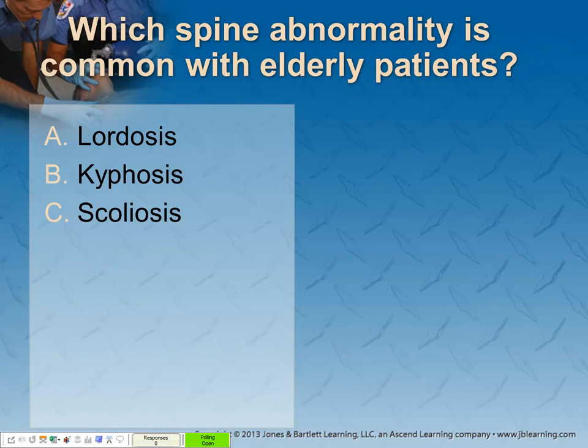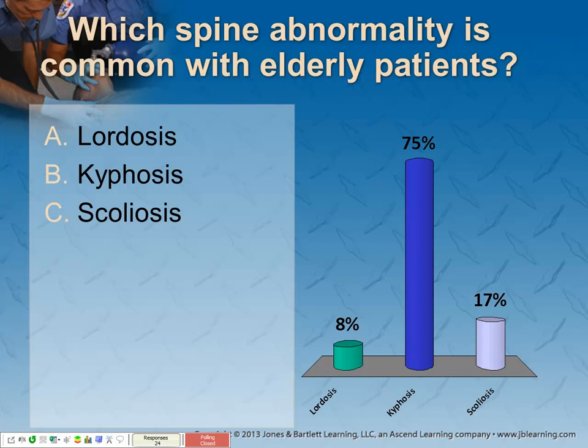All right. Which spine abnormality is common with elderly patients? We just talked about this. So y'all should all be able to get it right. It's a clicker question, just in case y'all were wondering. Really? Just 8 and 17% of you guys really not know that answer? Or did y'all just click something? Kyphosis is common with your elderly patients.